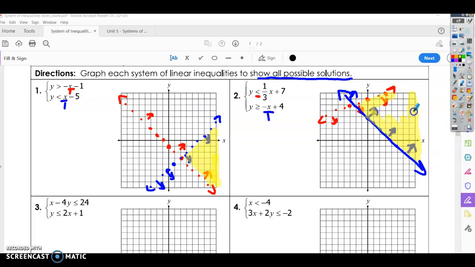Now, the dotted line means that the points on the red line are not included in the solution. If I picked a point on the red line and plugged it into this, it's not going to be a true statement. But the points on the blue line, if I plugged it in, it will work. So just so you know, all the points that are in the shaded yellow area are solutions, and the points on the blue line are also solutions that are in that yellow region as well.